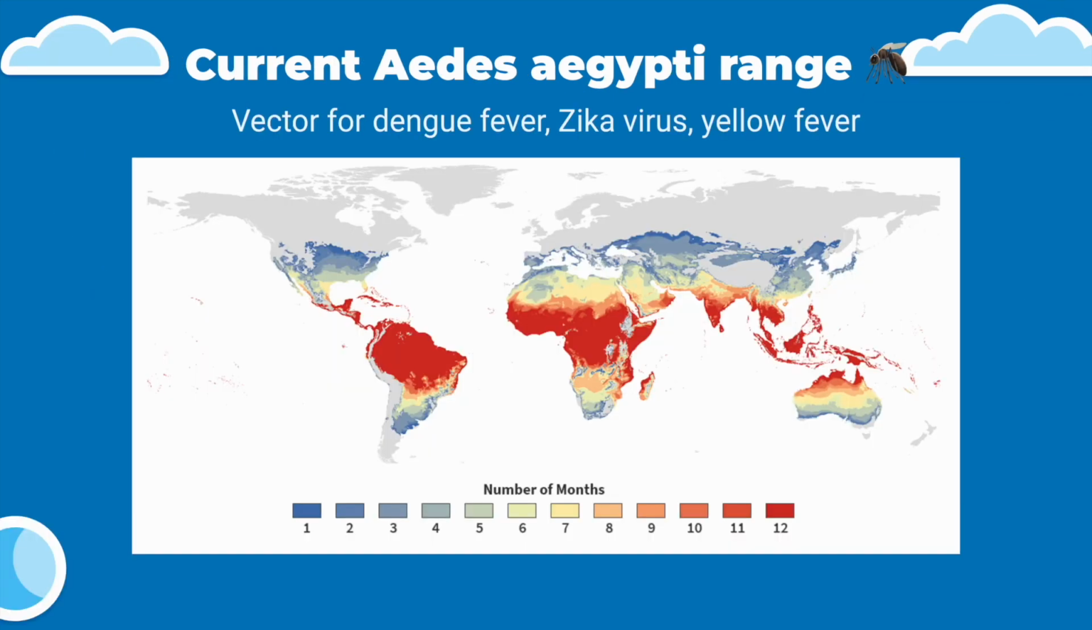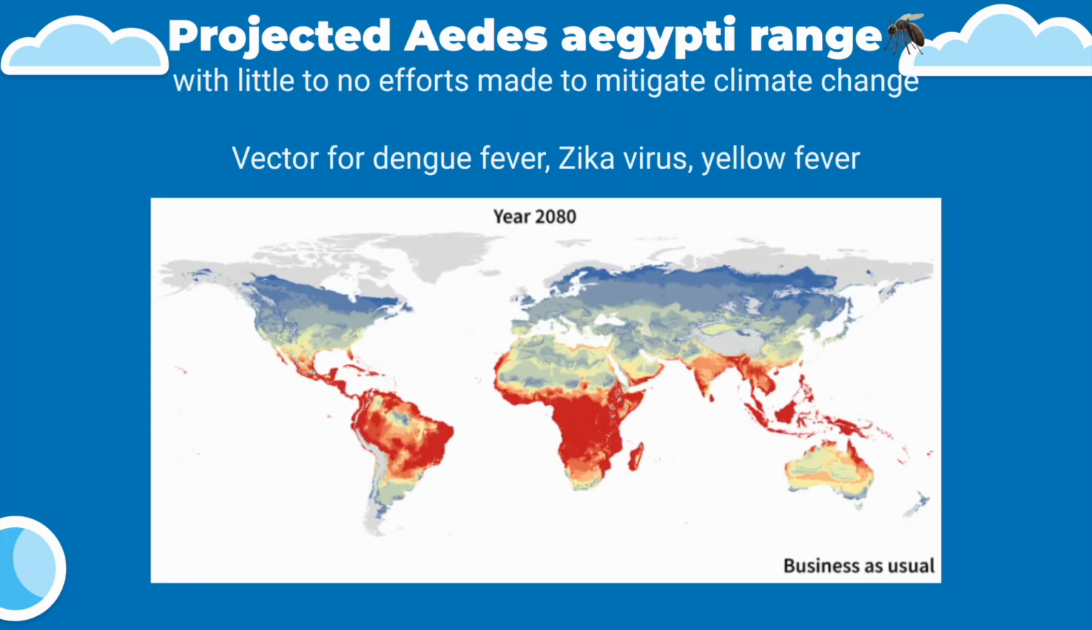So this is the current range for dengue fever, Zika virus, and yellow fever, and we're looking at a certain species of mosquito as the vector, and this is the projected range of that disease vector with little to no efforts made to mitigate climate change. So just so we can kind of see that difference again. And this is predicted for the year 2080.